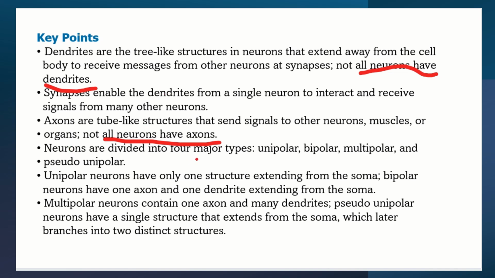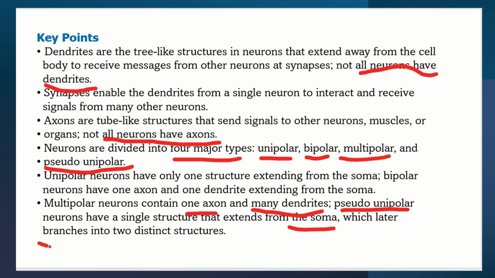Now, neurons are divided into four major types. This we have already seen: unipolar, bipolar, multipolar, and pseudo unipolar. Unipolar neurons have only one structure extending from the soma. Bipolar have one axon and one dendrite extending from the soma. Multipolar contains one axon and many dendrites. And pseudo unipolar neurons have a single structure that extends from the soma, which later branches into two distinct structures. Okay.